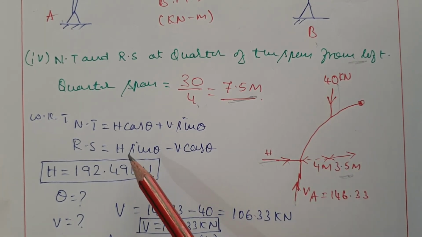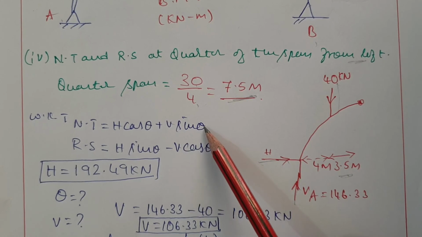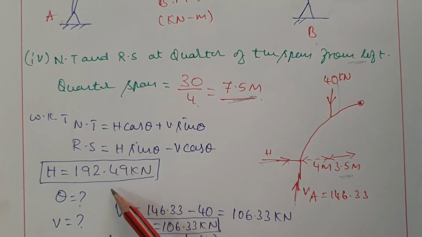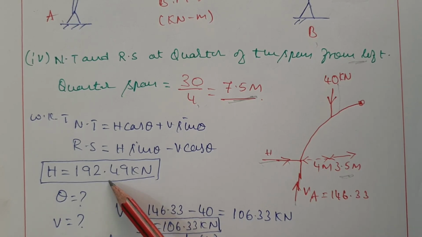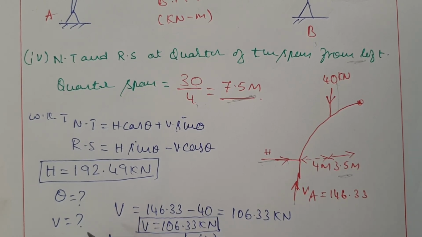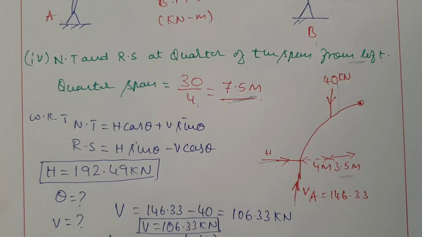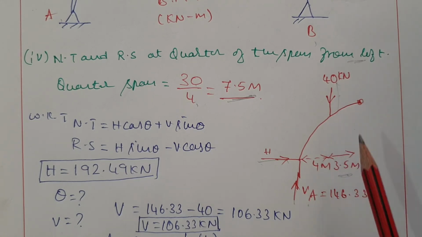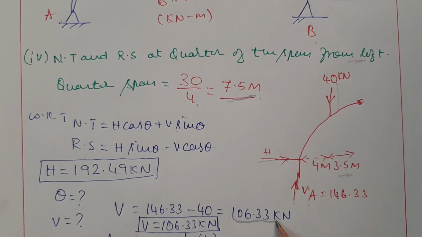Okay, we know normal thrust is H cos theta plus V sin theta. Radial shear is H sin theta minus V cos theta. We know the H value, it is the horizontal thrust, 192.49 kilonewton. We have to calculate the theta value as well as the vertical shear. Okay, for vertical shear we have to consider only the vertical loads in that section. Here we have VA moving upwards positive, another one is 40 kilonewton acting downwards negative, that is what I considered. Then the V value will be 106.33 kilonewton.